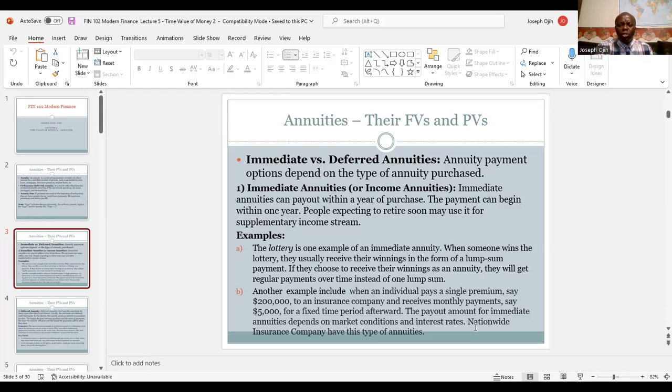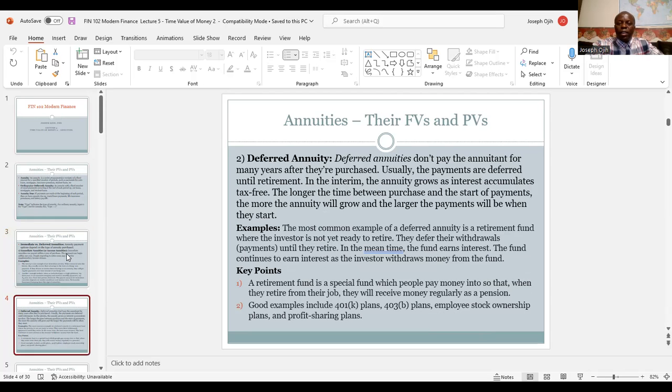Now, most insurance companies have this kind of annuity. A good example, like Nationwide Insurance, has this type of annuity where you invest a lump sum, and then over the given period of time, you receive a fixed amount of payment until the number of years you've signed on the contract expires.